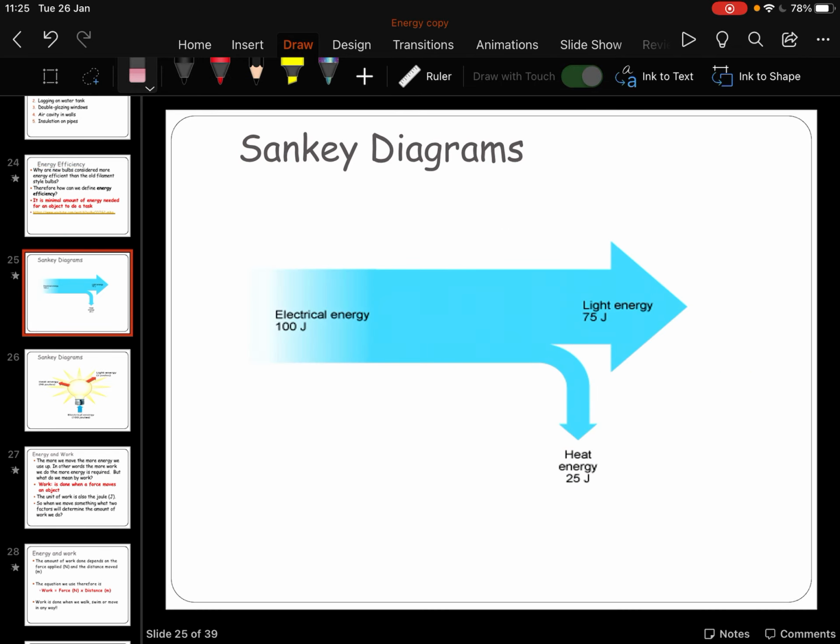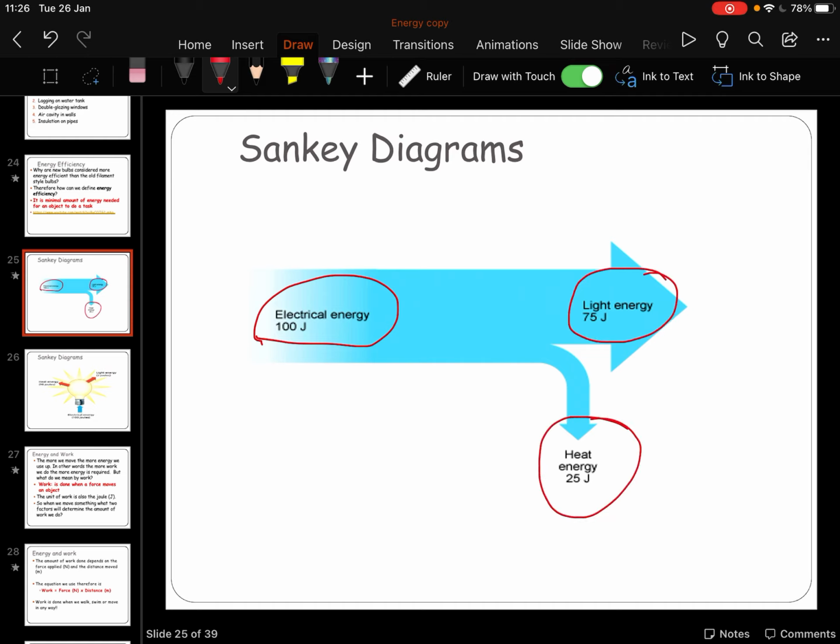Now, a good example here is this. These are called Sankey diagrams. As you can see, 100 joules of energy is coming in. And the light bulb, 75% is used for light and 25 goes off as heat. So a quarter of the energy is lost as heat. There will always be some heat loss. You will never get 100% energy efficient.